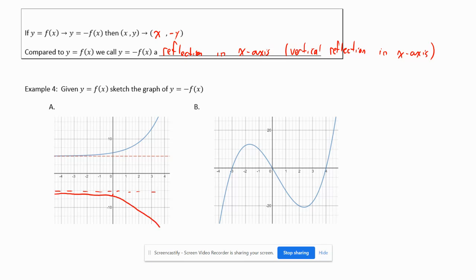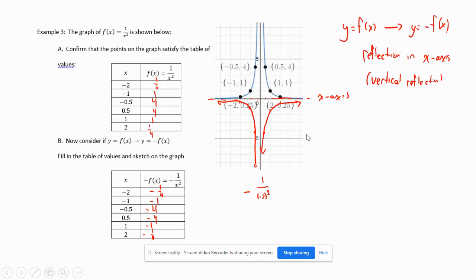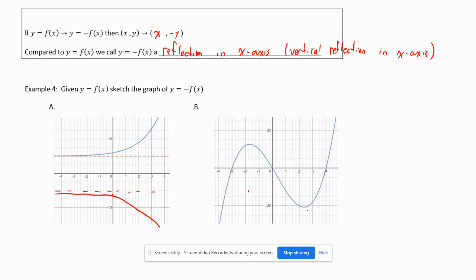Okay, this graph over here, everything's going to be reflected in the x-axis. So this is going to come down to about here. It's going to be reflected up here.